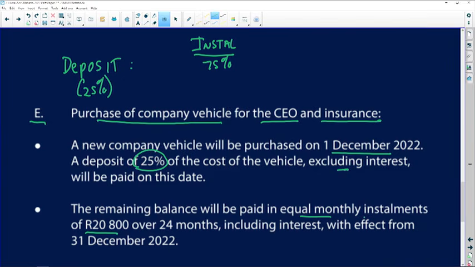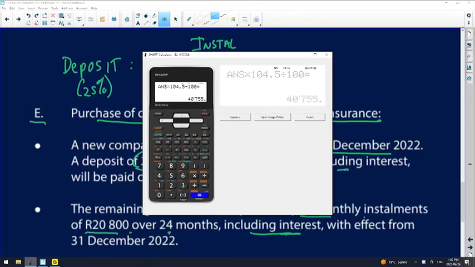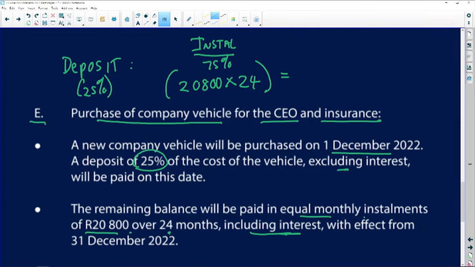Each month the installment is 20,800, but this includes the interest. So 20,800 times 24, so 24 months will give me my total installment with the interest. Let's work that out first. 20,800 times 24, and that gives us 499,200.